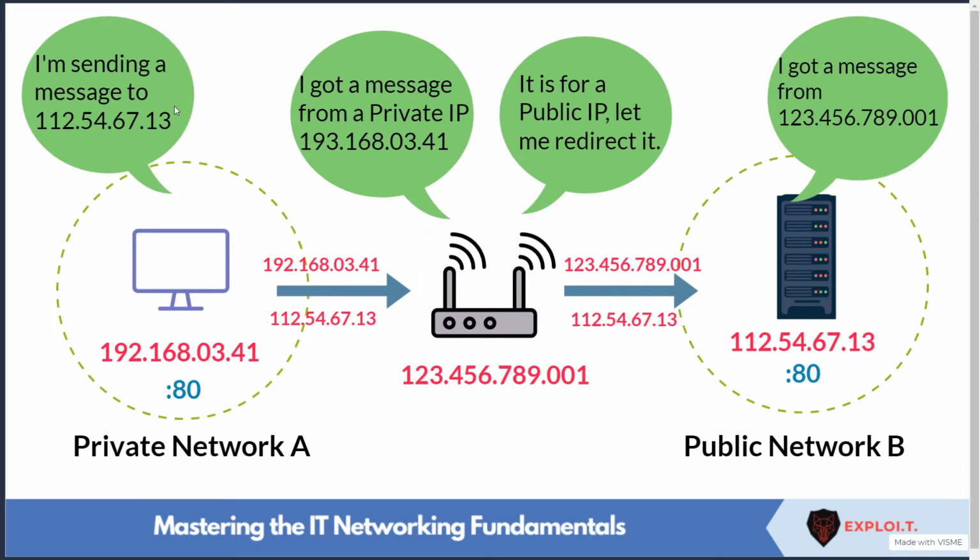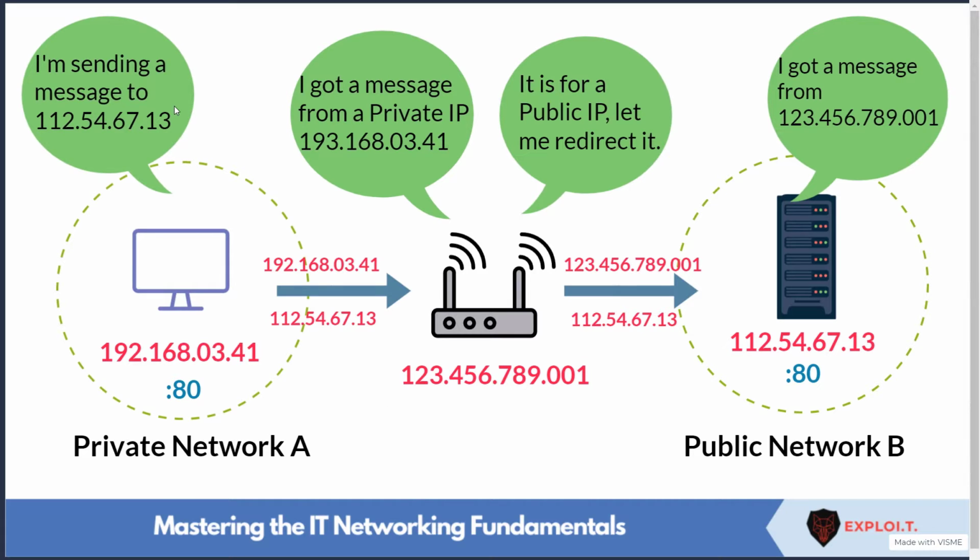Remember this. Once the request reaches the router, it says, hey, I got a message from a private IP that is 192.168.03.41. This is the node inside my private network. Okay, I know this guy. And then it searches for the destination IP address inside that packet. It says, hey, this is a request for a public IP and I know that the PC has a private IP. So let me convert that to a public IP. So by using NAT or network address translation, it converts the private IP to a public IP using its own public IP that is given by the ISP or the internet service provider to it.